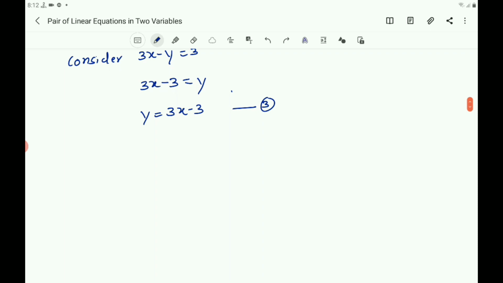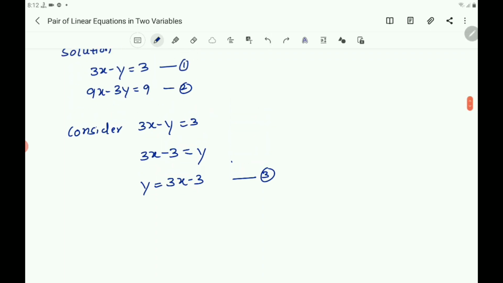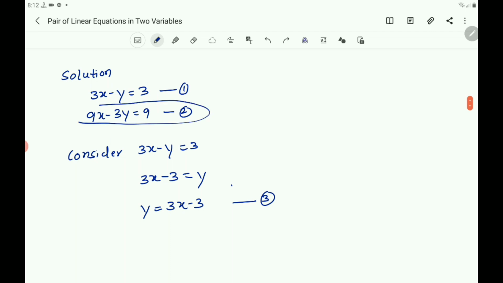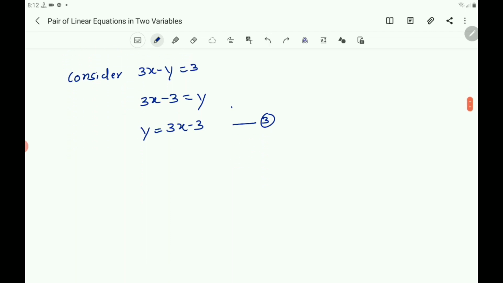Now here we have to substitute this value in the second equation, which is not taken for the first step. Then you write, substituting this value of y in the first equation.